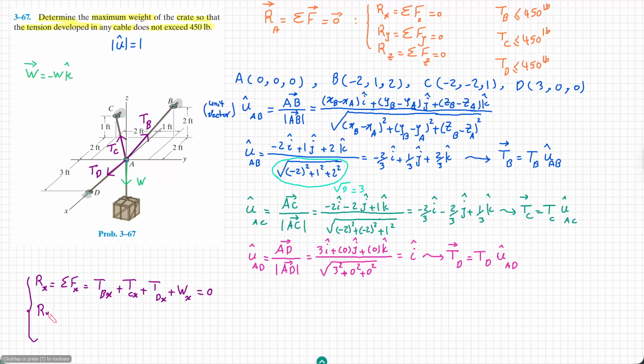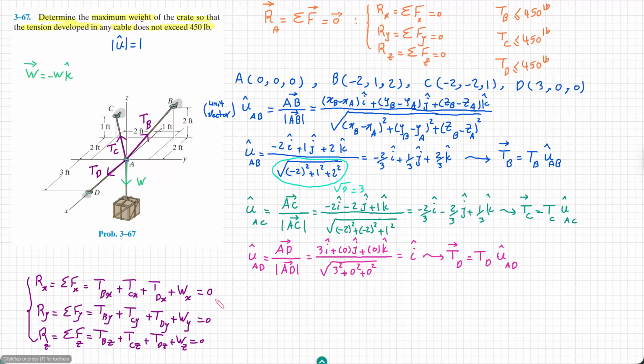Also for Ry, that is sigma Fy, the same thing: TBY plus TCY plus TDY plus WY must be 0. And also Rz, that is sigma Fz, equals TBZ plus TCZ plus TDZ plus WZ equals 0.